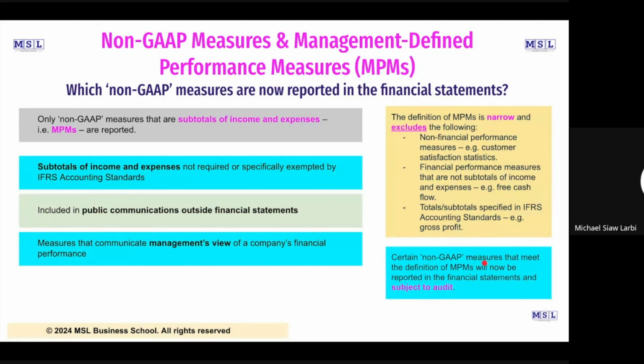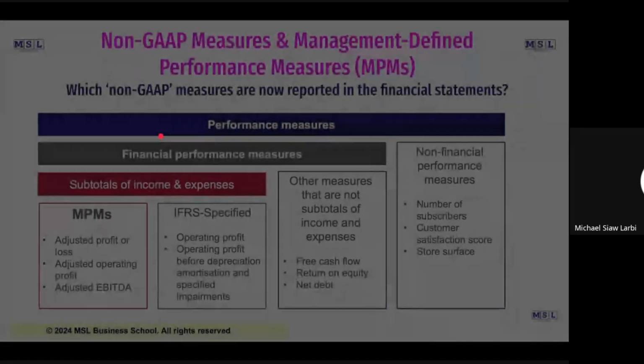So certain non-GAAP measures that meet the MPM definition will now be reported in the financials and audited. So your auditors will now have to express an opinion. If you include MPMs that deviate from being true and fair, they can say, well, except for this MPM, which does not follow this particular consistent definition, right? Remember, auditors have an extra thing to look at now.